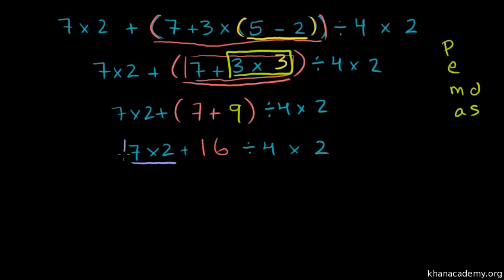So we could do this multiplication. 7 times 2 is 14. We're going to wait to do that addition. And then here we have a 16 divided by 4 times 2. That gets priority over the addition, so we're going to do that before we do the addition. But how do we evaluate that? Do we do the division first? Do we do the multiplication first?